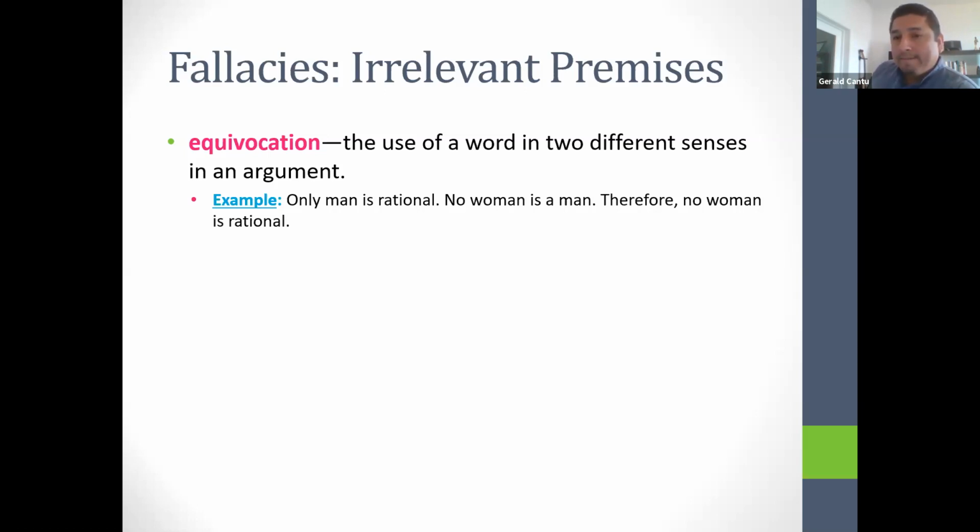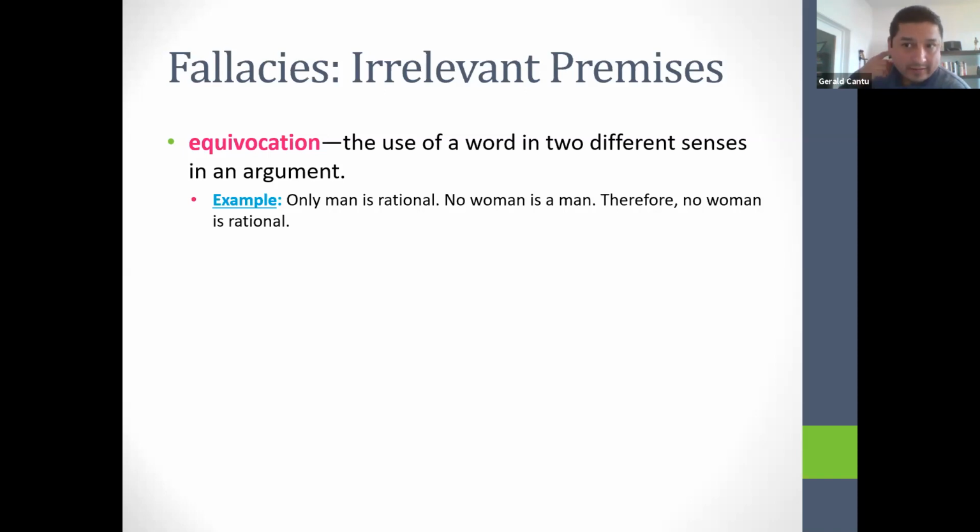So there's going to be two different senses in which some word is used in an argument in a fallacy of equivocation. Here's one example. Only man is rational, no woman is a man, therefore no woman is irrational. Now, whenever you have these arguments, you should be able to see the senses in which the words are used.